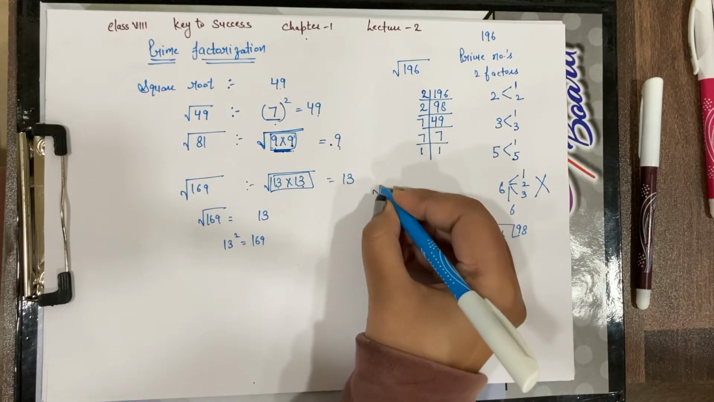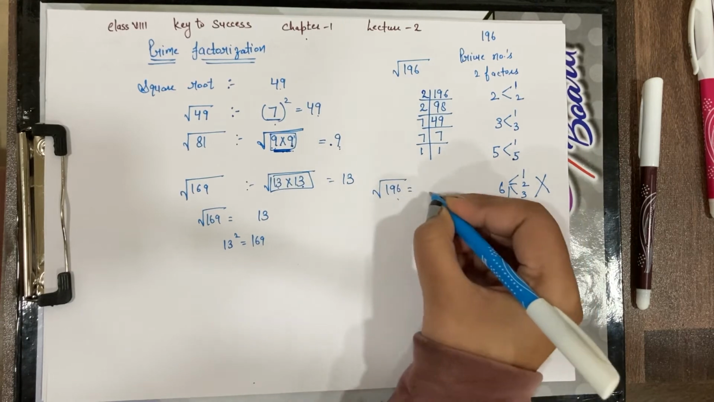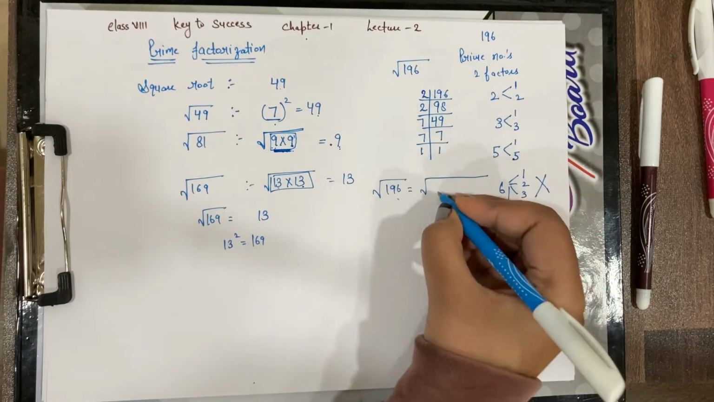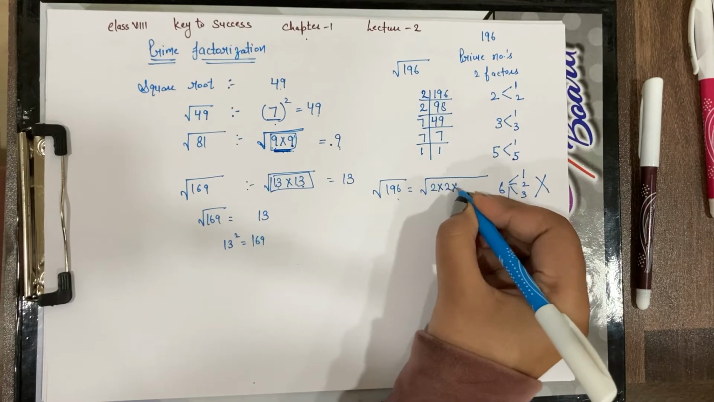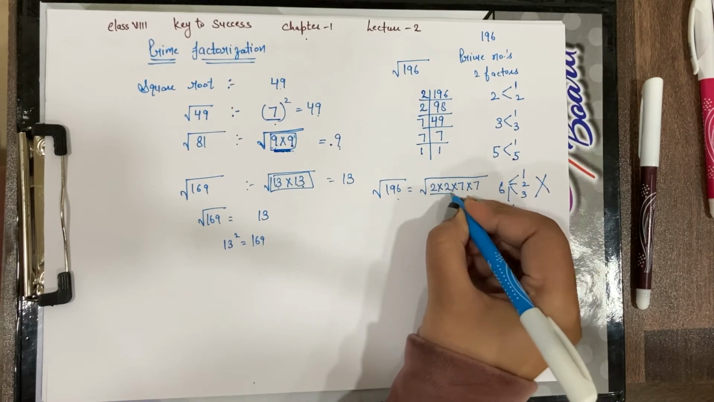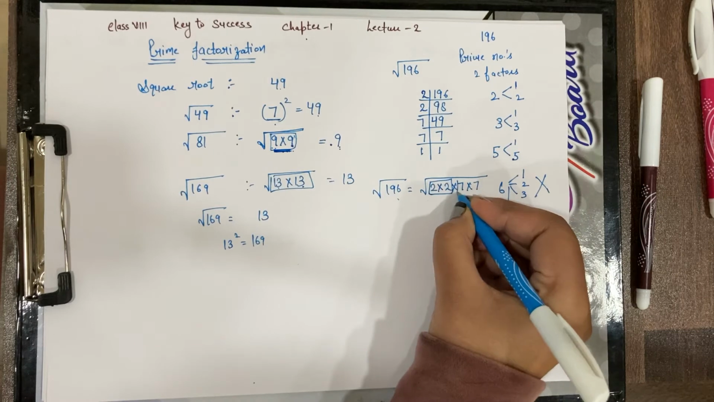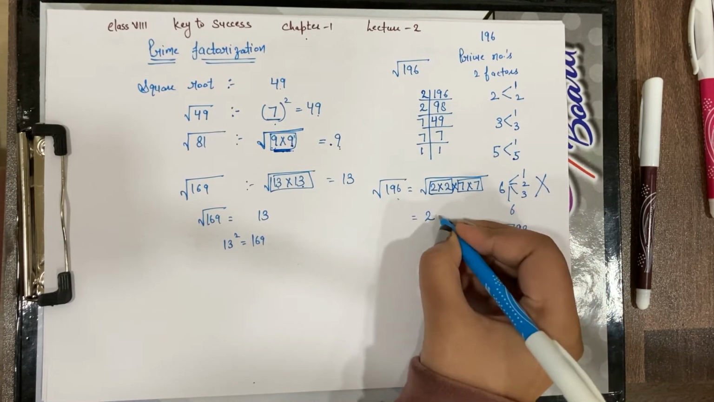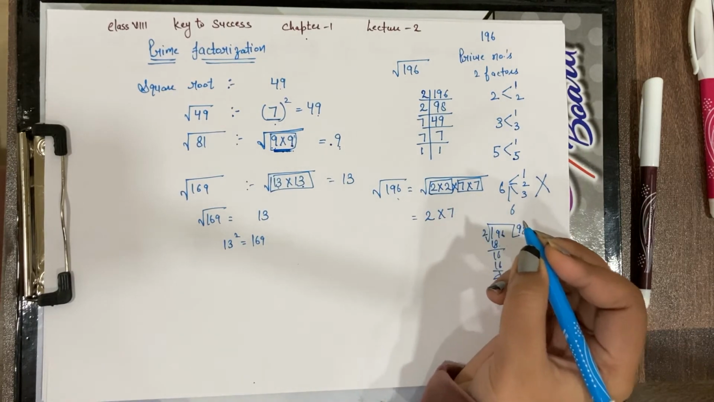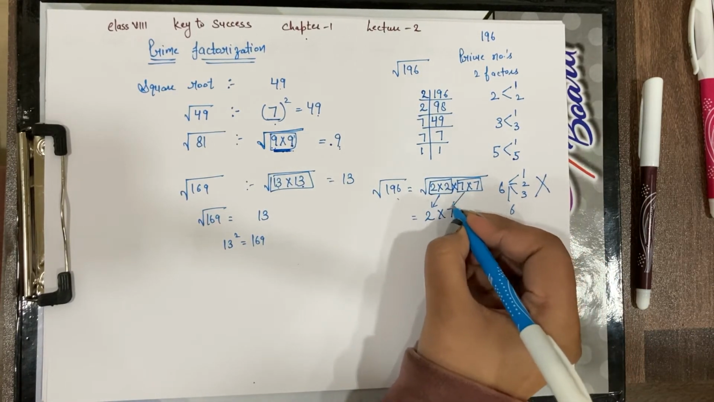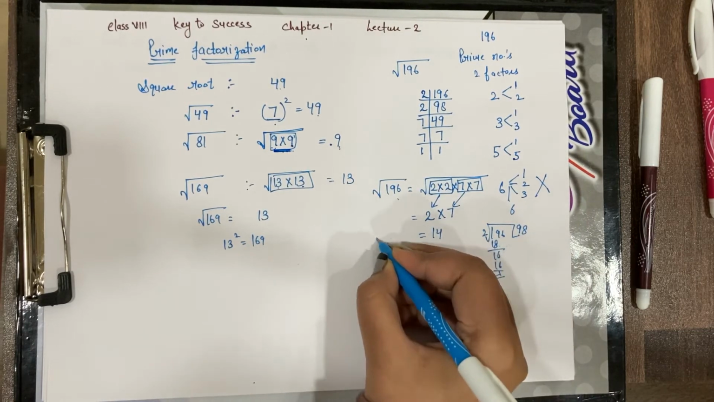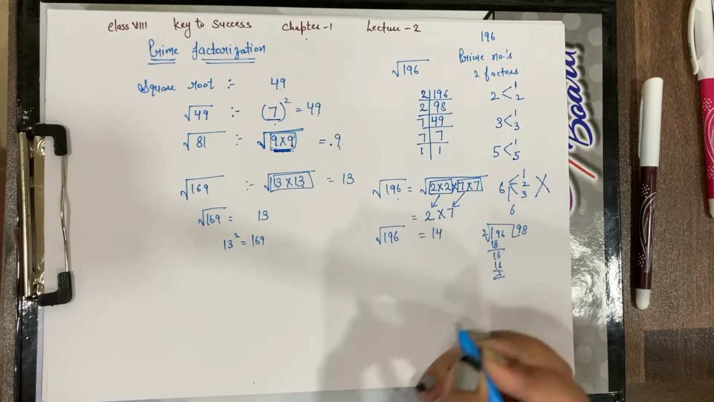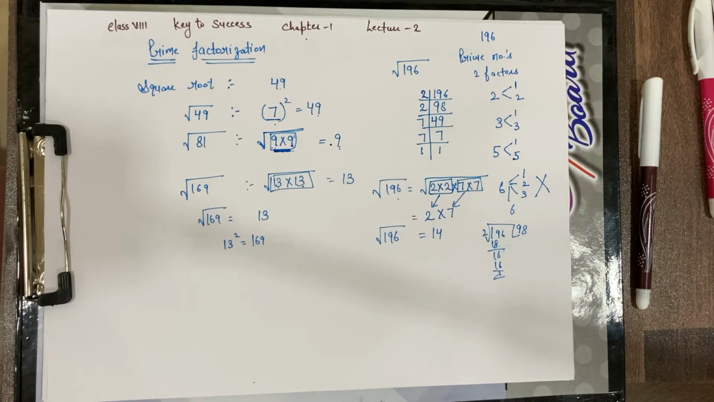Now how will you do it? When you write 196 here, write down all the factors in the square root. First of all 2, then 2, then 7, again 7. Make pairs of same numbers. 2 will come out from here, and 7. As I told you earlier, a single number will come out from a pair. 14. So the square root of 196 is 14. I hope the concept of prime factorization is clear to you. Let us do some examples related to it.